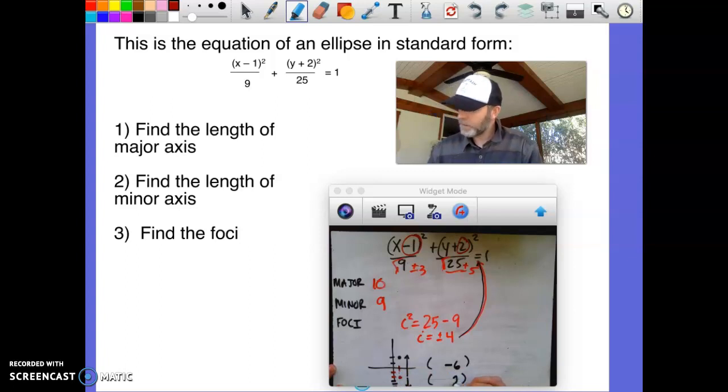positive 2. Now notice how I kind of did this one backwards. My x value doesn't change. It's running in the same x value. So there's my foci coordinates. Doesn't matter what order you put them in. Just make sure we can locate those using a graph.